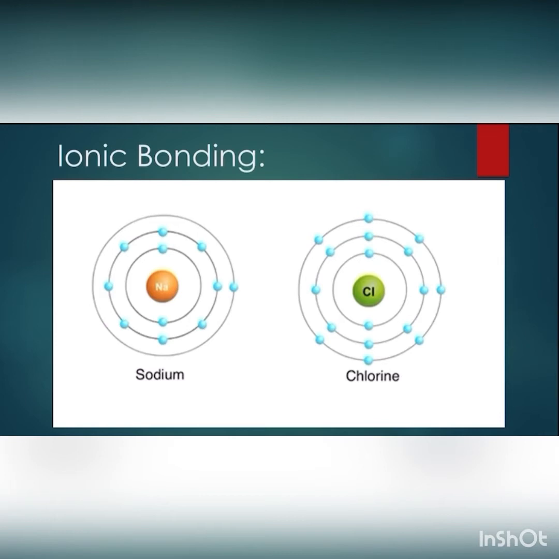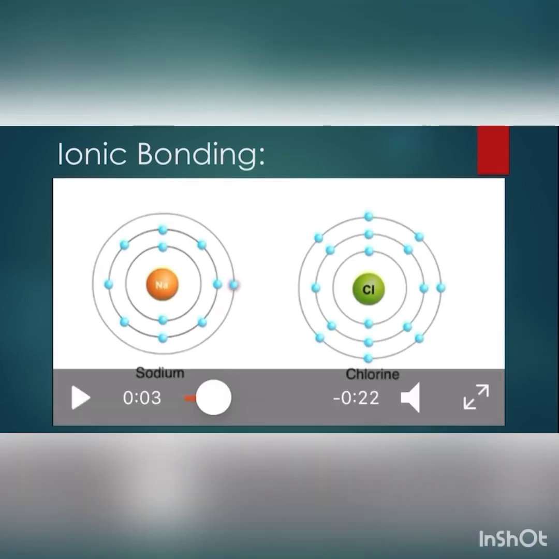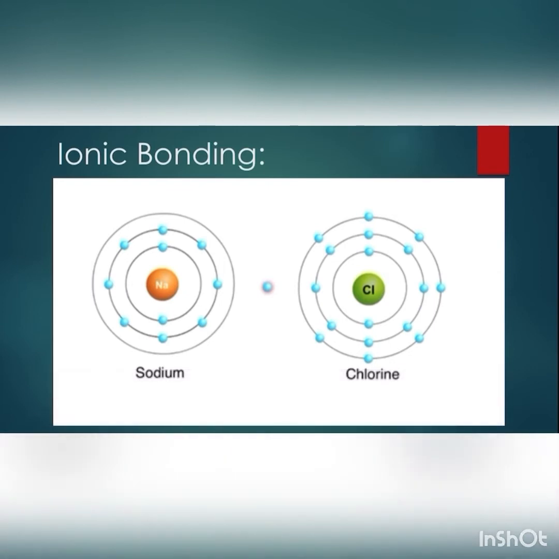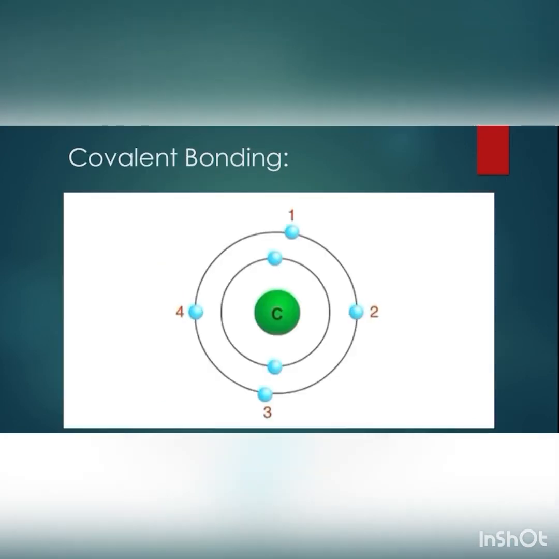As we can see here, the sodium is the metal and the chlorine is the nonmetal. So let's see how they're combined or how they chemically react. As we can see here, the sodium gives one electron to the chlorine so that it can become positively charged. And then the chlorine gains one electron and becomes negatively charged. And that's how they obtain the octet rule and become stable.